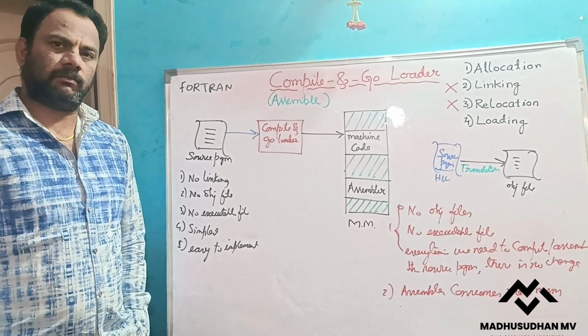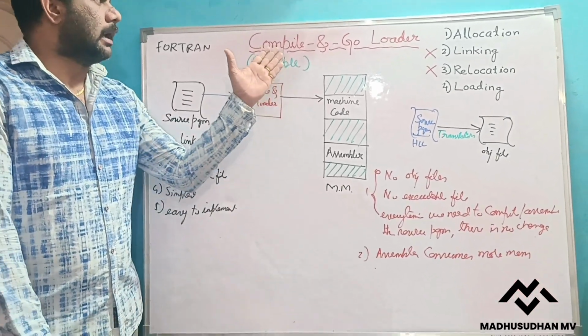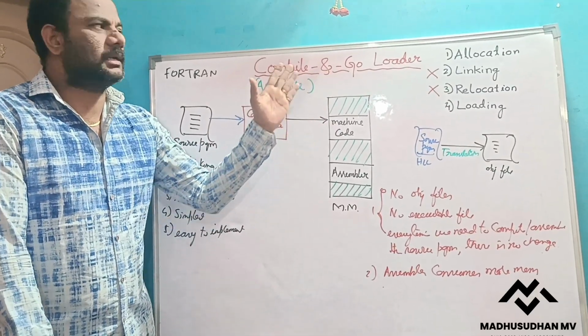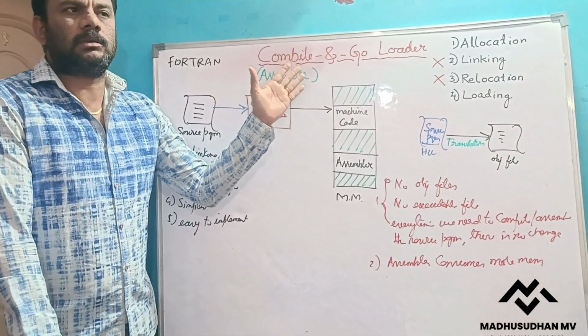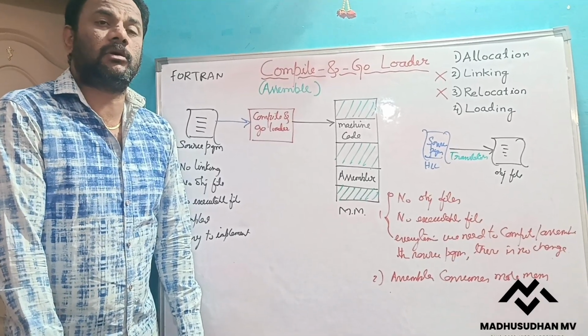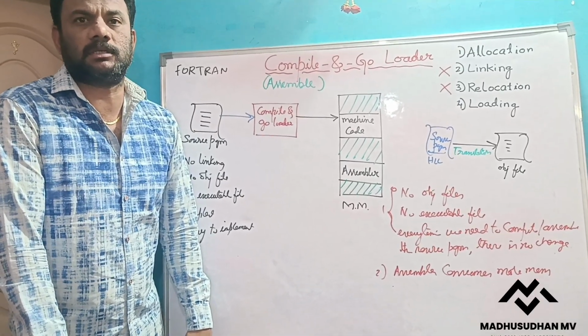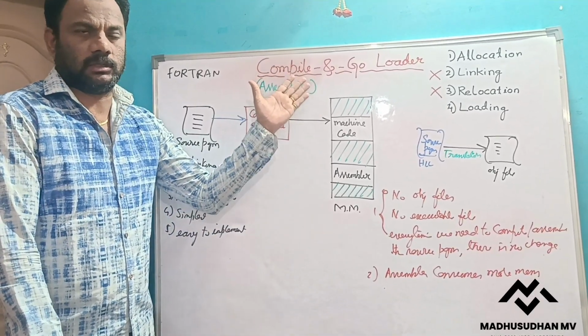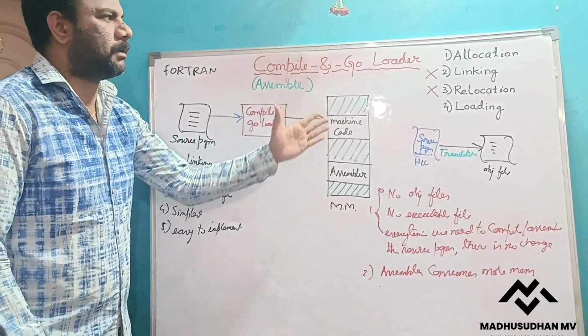Hi everyone. In my previous video, I explained about the compile and go loader, which is the first loader we used before 1974 and before the invention of C, C++ and Java. So what is that type of loader?